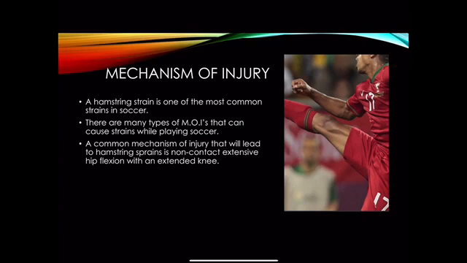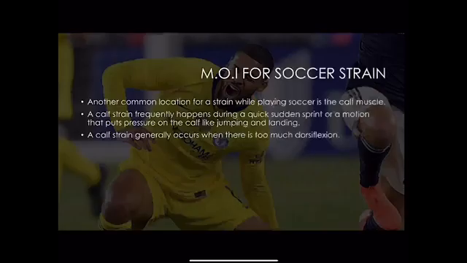strains while playing soccer. A common mechanism of injury that will lead to hamstring strains is a non-contact extensive hip flexion with an extended knee, and that's important to remember, the hip flexion and extended knee, because that generally happens when somebody has their leg on the ground planted and they're going into a full sprint motion and you overstretch or tear part of the muscle. And that happens especially if someone's not warmed up properly or somebody is over exerting themselves.